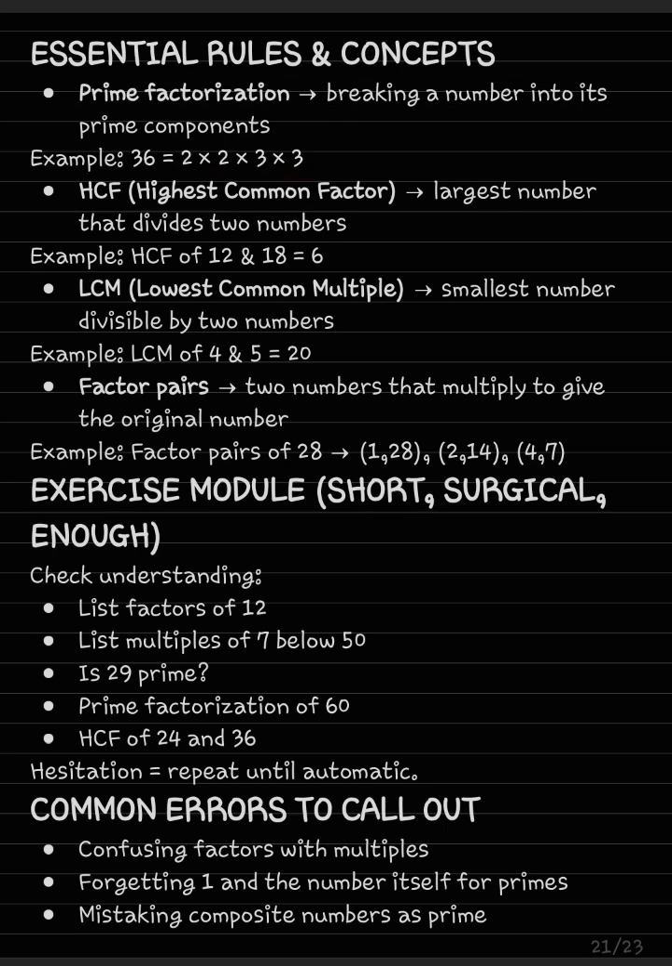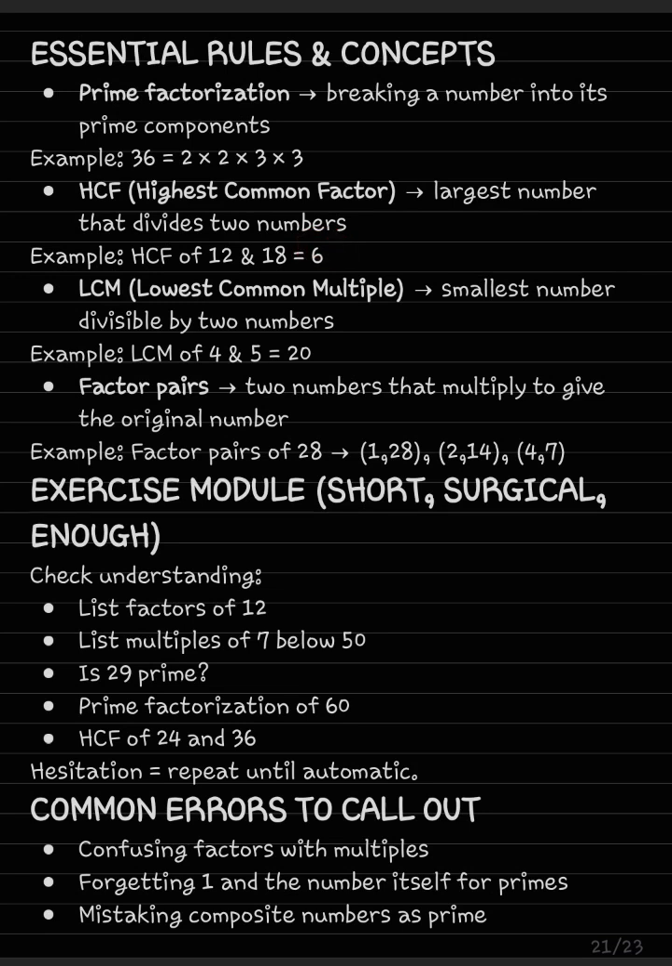HCF, highest common factor. The HCF, also known as the greatest common divisor, GCD, is the largest number that divides two or more given numbers exactly. Example, for the numbers 12 and 18, the factors of 12 are 1, 2, 3, 4, 6, and 12. The factors of 18 are 1, 2, 3, 6, 9, 18. The largest number common to both lists is 6. So, the HCF of 12 and 18 is 6.